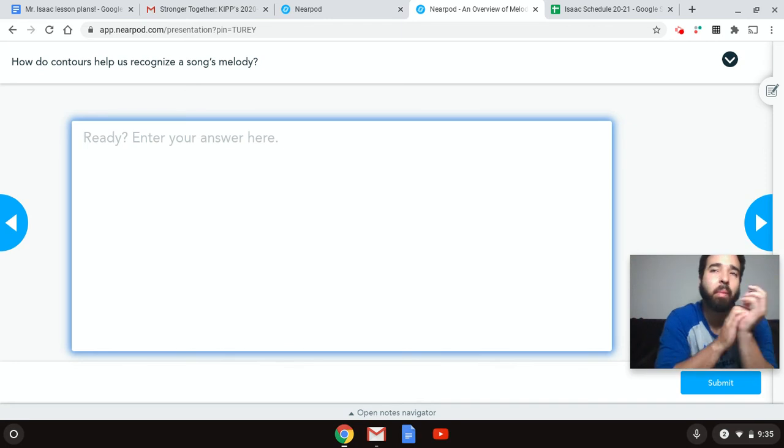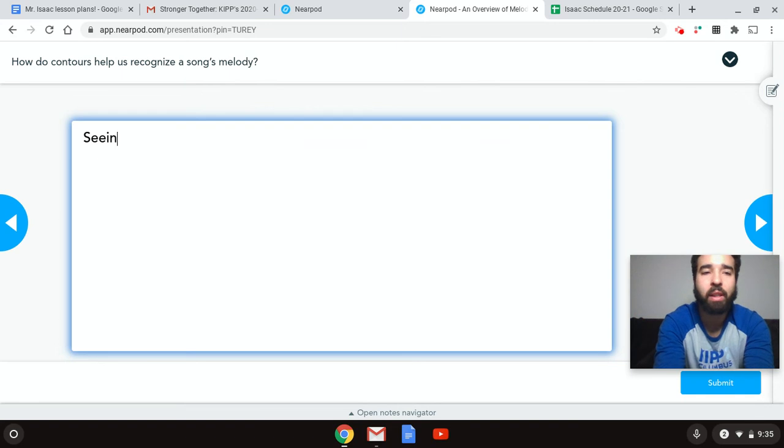So I kind of said it a little bit before. I'm going to let you think a little bit on your own, but just give you some reminders so you can have a reminded answer. When we see a contour, we kind of know if it's going to go higher or lower, right? I think that's essentially the answer.